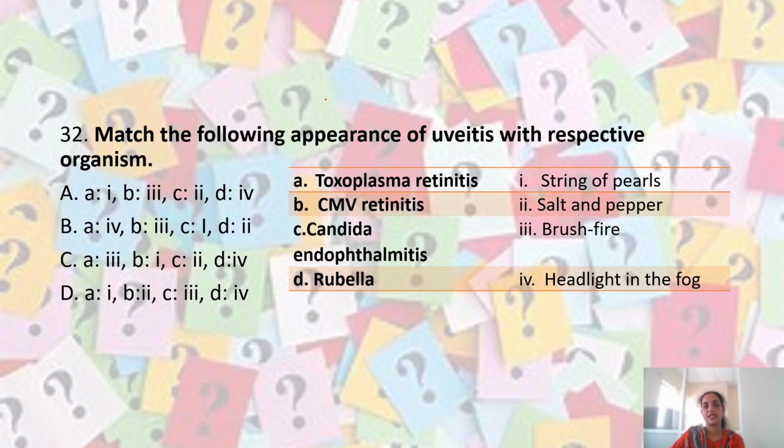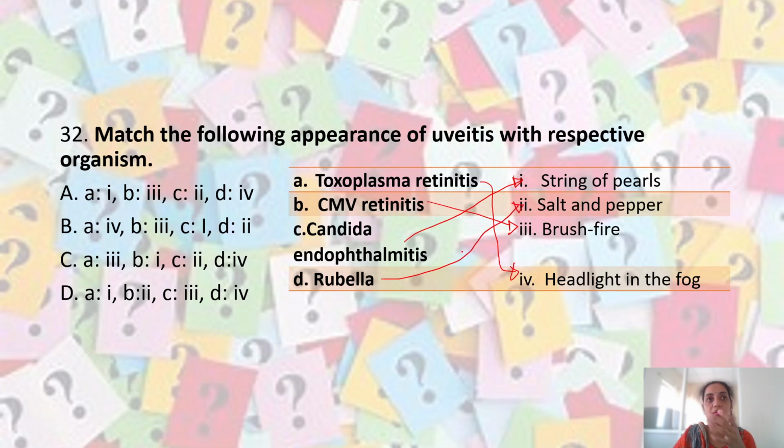Match the following appearance of uveitis with the respective organisms. Toxoplasma retinitis, we all know it is the headlight in the fog appearance. CMV retinitis has a brush fire appearance. Candida endophthalmitis, a string of pearls of exudates is seen in the vitreous. And rubella, we have discussed this, has a salt and pepper retinopathy.